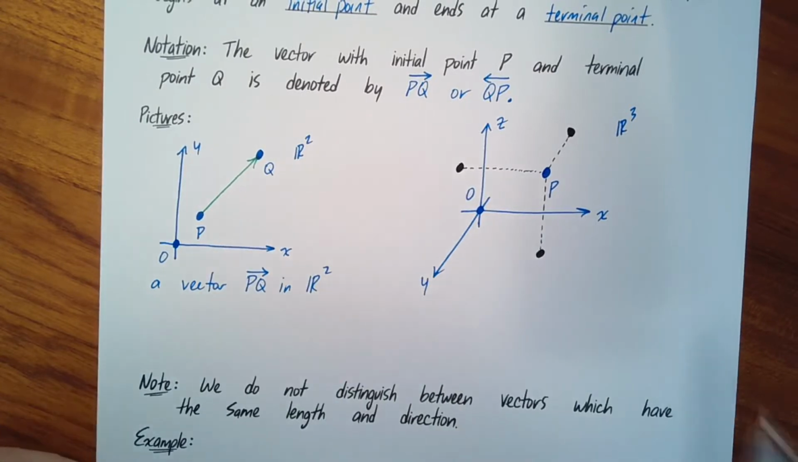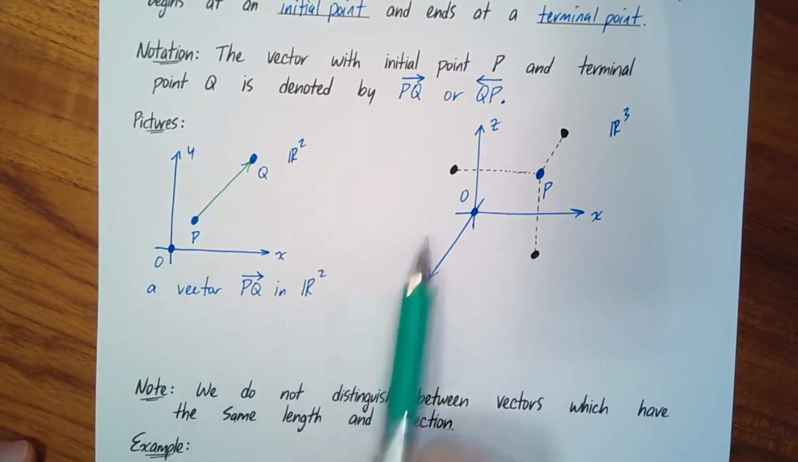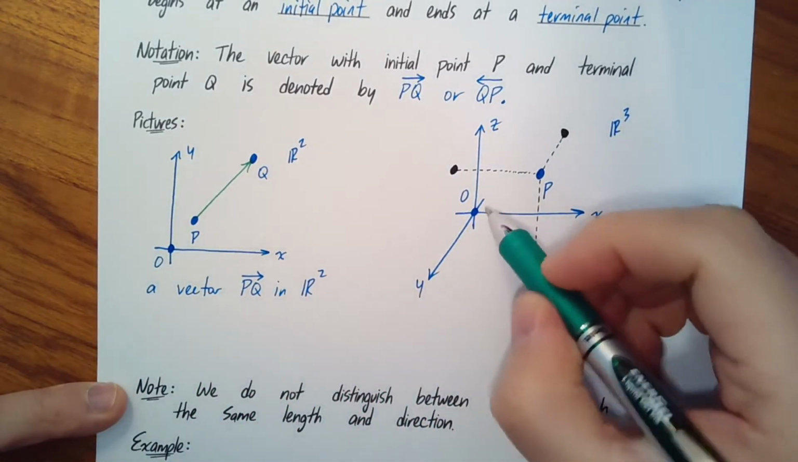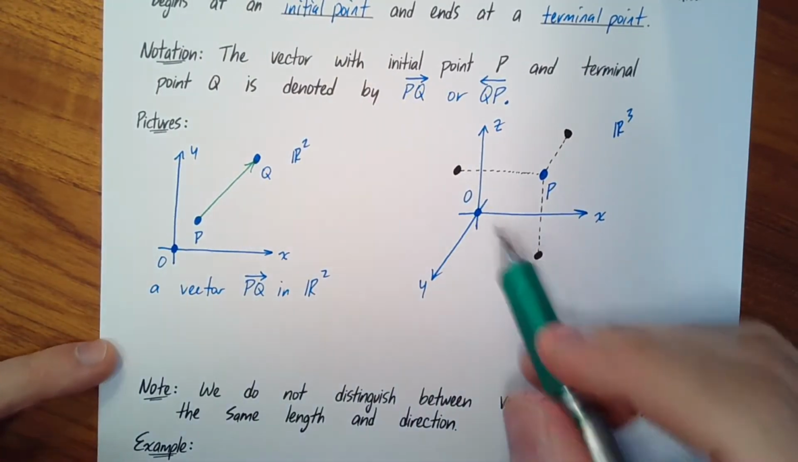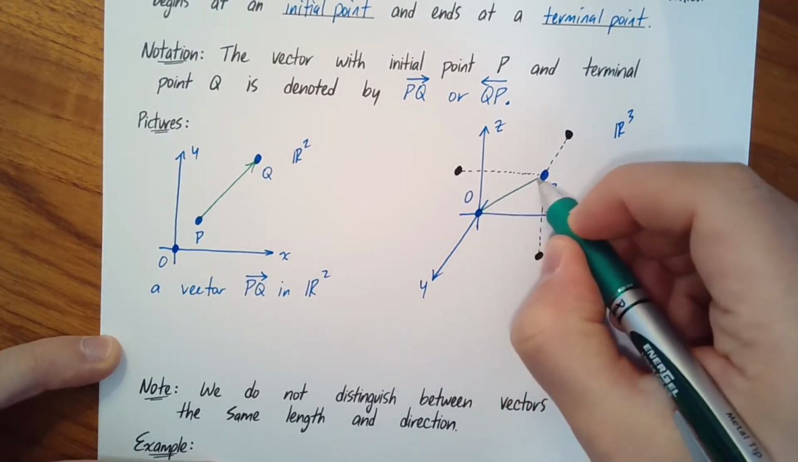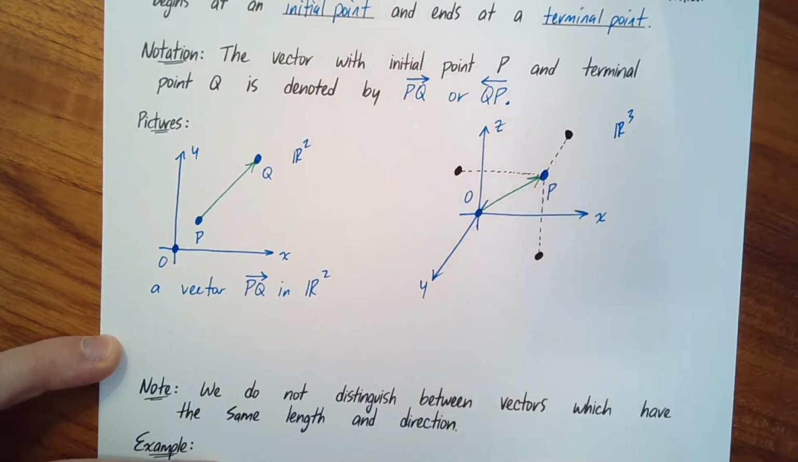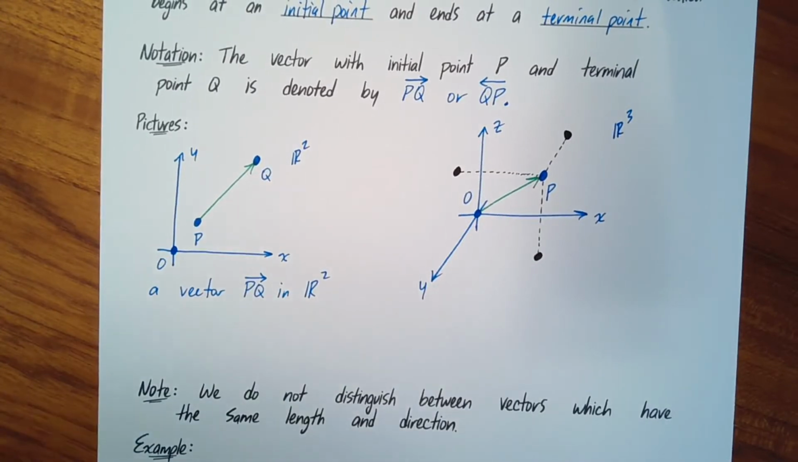So we have enough now to draw an example of a vector in R3. Remember, we have this origin. There's no reason we can't take the origin to be the initial point, or even the terminal point. You could have the origin be either your initial or terminal point. In this example, we're going to take it to be the initial point, and the point P is going to be our terminal point. So that's an example of a vector in R3.